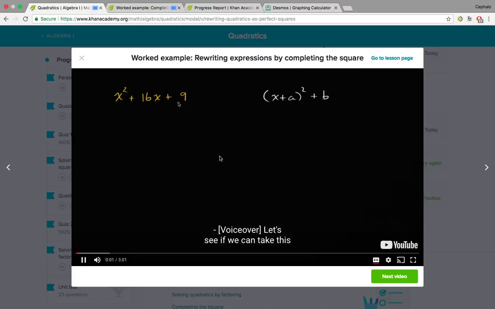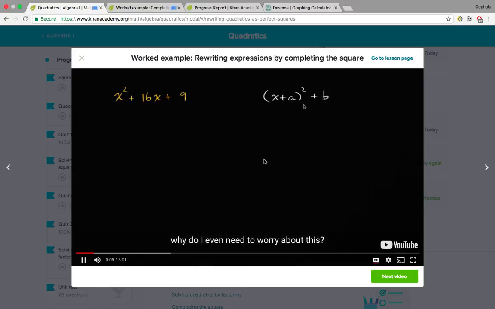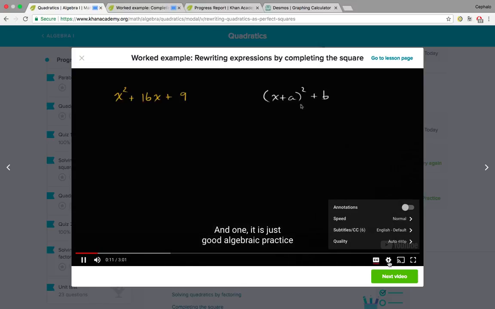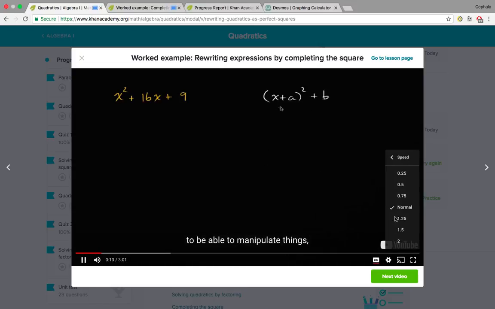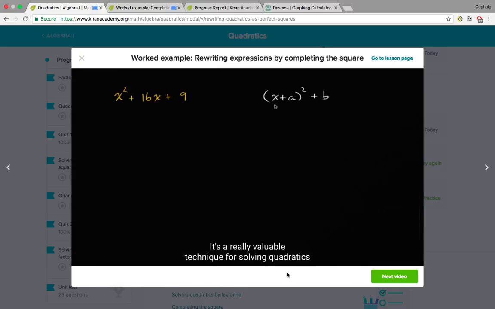Let's see if we can take this quadratic expression here, x squared plus 16x plus 9, and write it in this form. And you might be saying, hey, Sal, why do I even need to worry about this? And one, it is just good algebraic practice to be able to manipulate things. But as we'll see in the future, what we're about to do is called completing the square. And it's a really valuable technique for solving quadratics, and it's actually the basis for the proof of the quadratic formula, which you will use, which you will learn in the future. So it's actually a pretty interesting technique.